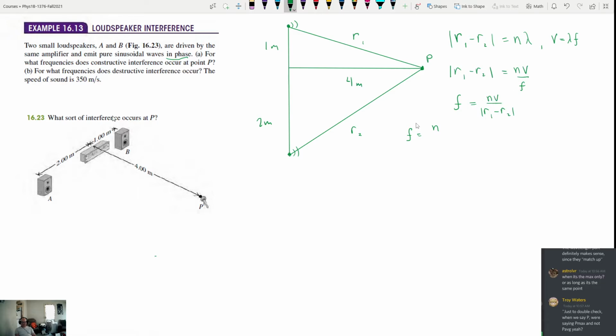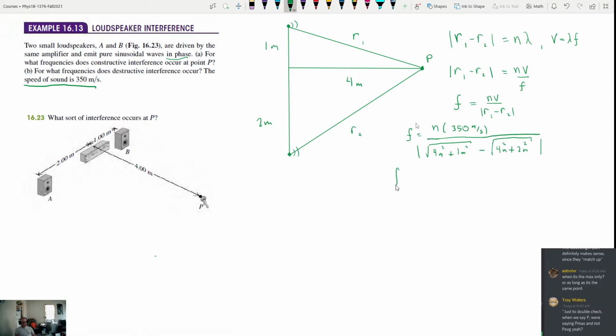Velocity. At the very bottom of this, it says the speed of sound is 350. We're going to use that, so we multiply by 350 and divide by R1 minus R2. In our picture here, R1 is going to be the square root of 4 squared plus 1 squared, minus R2, which is the square root of 4 squared plus 2 squared. We take the absolute value because I think the second term is bigger.